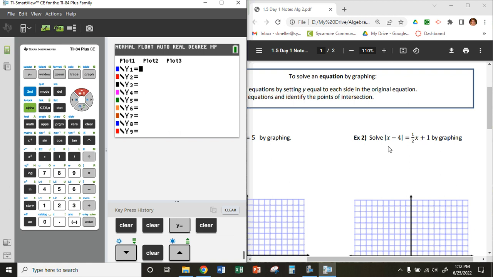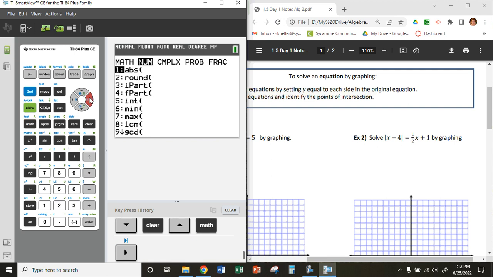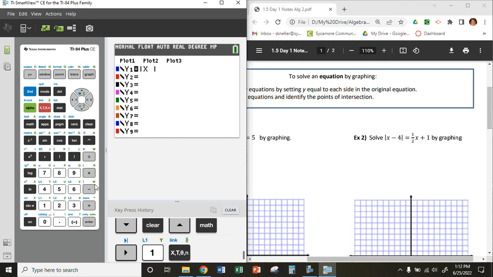So to type in the absolute value, again, we're going to go to the y equals menu, and then you have to go to the math menu, arrow over to number, and then select option 1 where it says abs. And then we'll type in x minus 4, and arrow to the right, so that way you're on the outside of the absolute value bars now. And then hit enter. Because again, that was the only thing that was on the left-hand side of the equation.